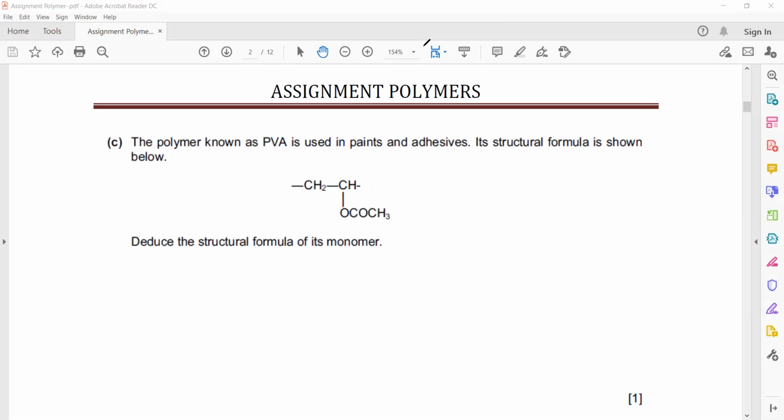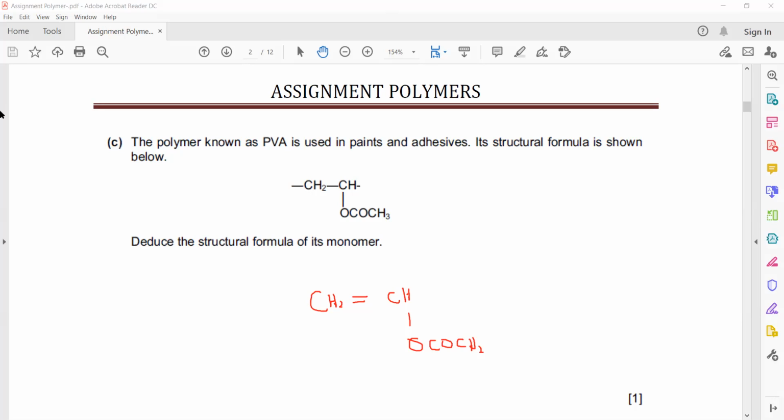So what I'm left with, CH2, CH, there is OCOCH3. And what we will do, we will just make a double bond. How do we know this was an addition polymer? Because in addition polymer, the polymer is formed by links between the carbon atoms. You will always find that all the molecules are linked by carbon-carbon bonds. So you can work out it is addition. If other atoms are also involved, such as nitrogen, hydrogen, or oxygen, it means that is a condensation polymer.